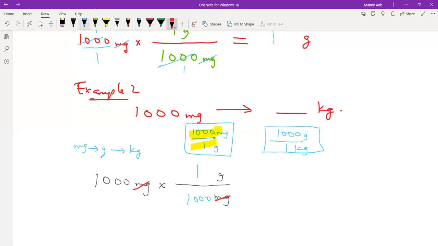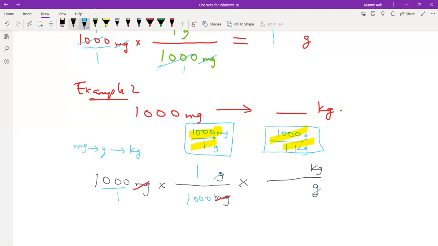You can always put this over 1, then you know that it's in the numerator. So now I have grams. I have to change grams to kilograms, so I multiply by another conversion factor. I want to end up with kilograms, so the kilogram will be in the numerator and the grams in the denominator. This will cross out grams, and the units will be in kilograms.